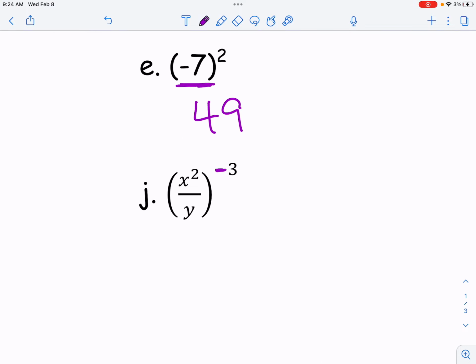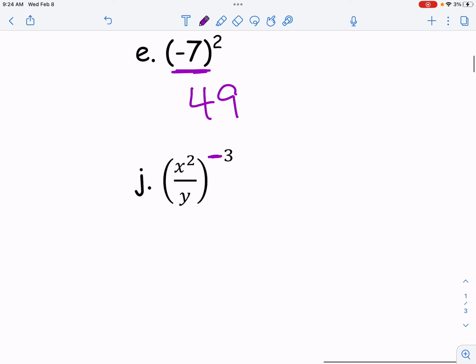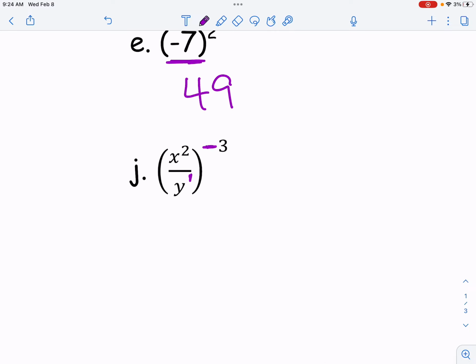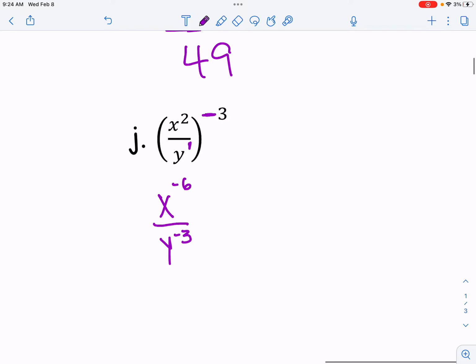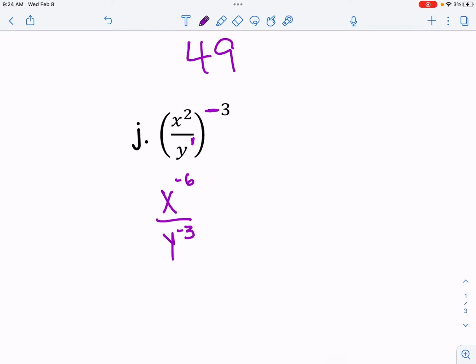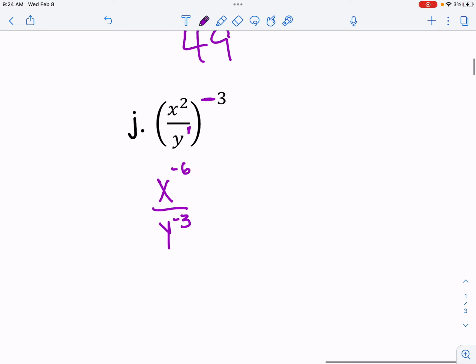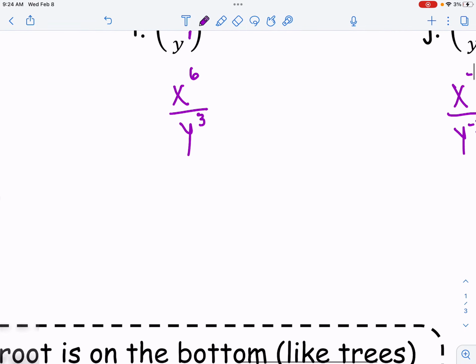This has a negative exponent. The order doesn't matter. You can distribute first. If I distribute first, I would get x to the negative 6, y to the negative 3. I cannot leave it like that because they're negative. So if it has a negative exponent, you're going to move it to the opposite place that it's at. So you either have it in the numerator or the denominator. So this one, I'm going to move the x to the 6 down, and I'm going to move the y to the 3 up because they're both negative.